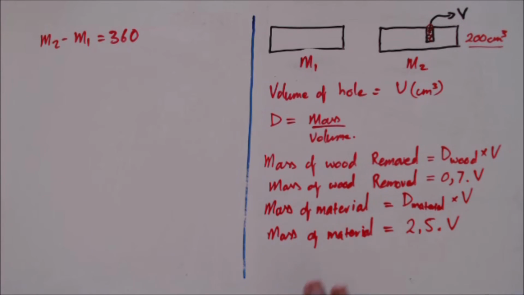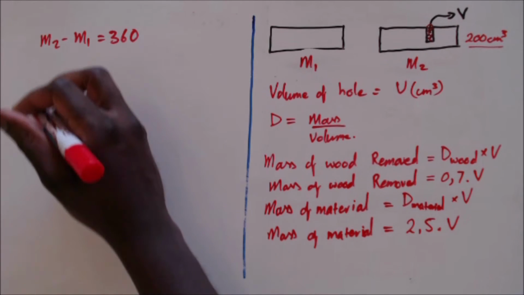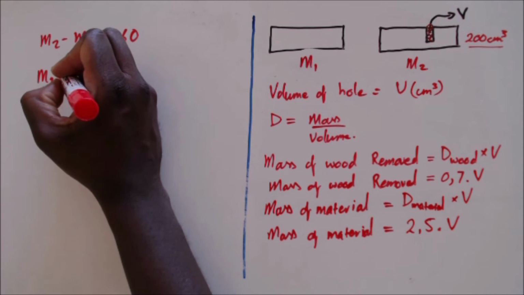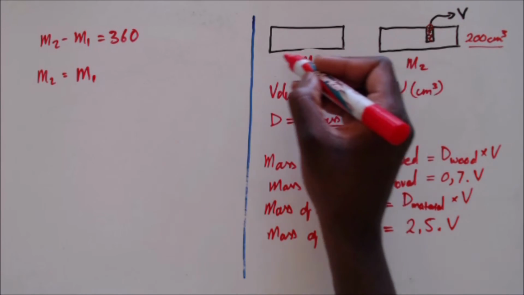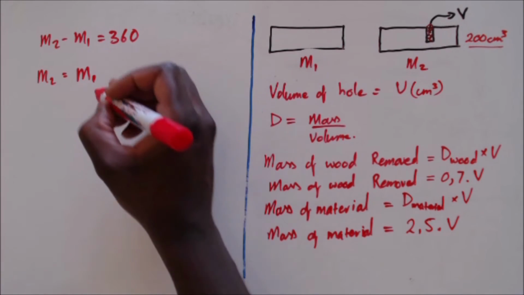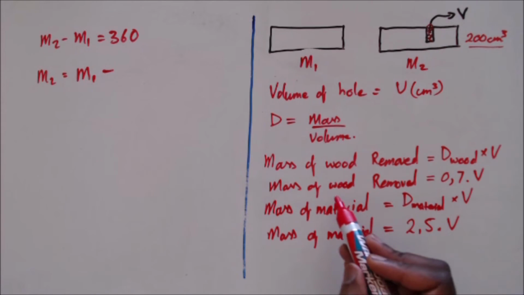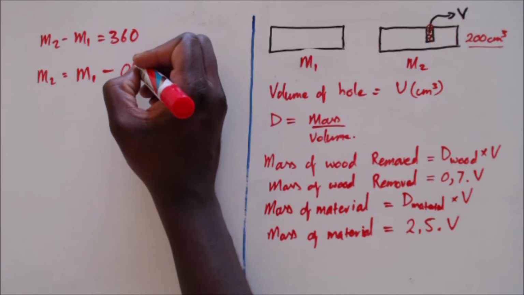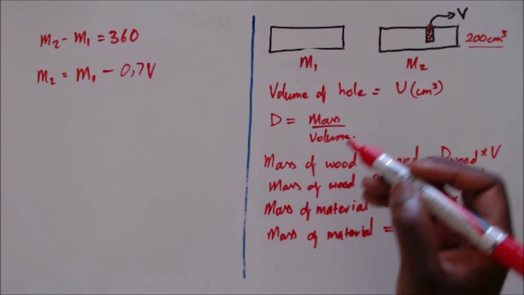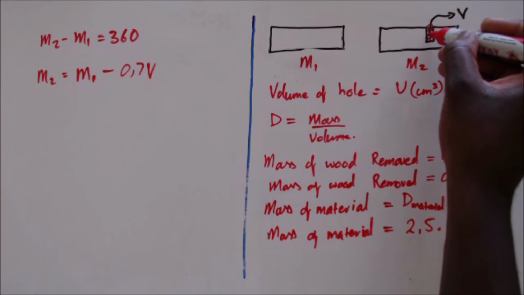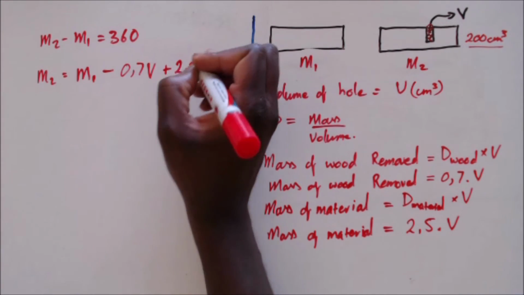And then we can write down an expression for the final mass M2. And that final mass M2 is equal to the initial mass M1, that's the initial mass of the plank, minus the mass of the wood that's removed to make the hole. And the mass of the wood that's removed is 0.7 multiplied by the volume of that hole. And then we add the mass of the material which is added into the hole. And that's plus 2.5 multiplied by the volume of the hole.